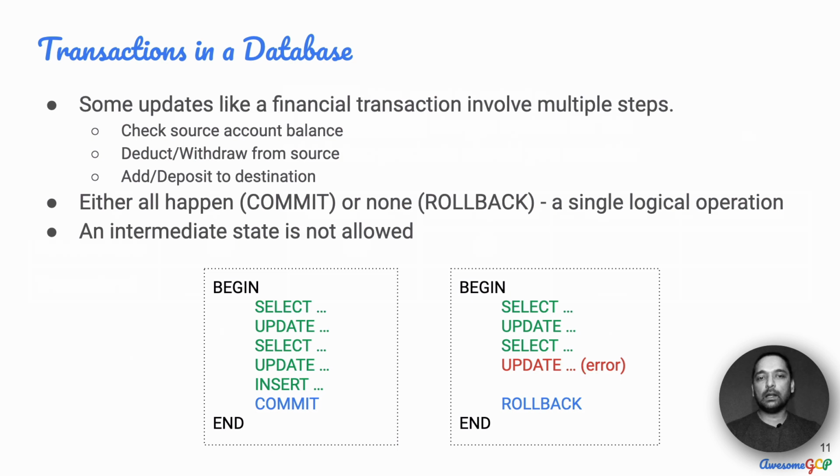It is not allowed to have an intermediate state. The transaction has to be complete. It is not allowed that you deduct an amount from the source, but between deducting it and depositing it into the destination account, if there is a failure, you cannot have the state where money is already deducted here but not added to the other destination account. So this is an all or nothing operation.